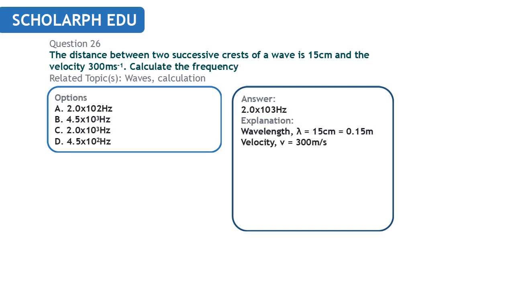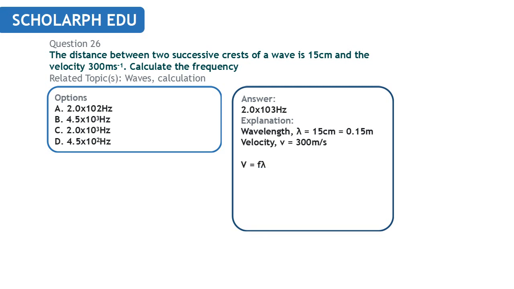And the velocity we are given here as 300 meters per second. Now, in order for these units to be balanced, here is centimeter and here is meter, we need to convert this to meter. We cannot use centimeter directly with meter. So to convert from centimeter to meter, we divide by 100. So we have 15 divided by 100, that is 0.15 meter.